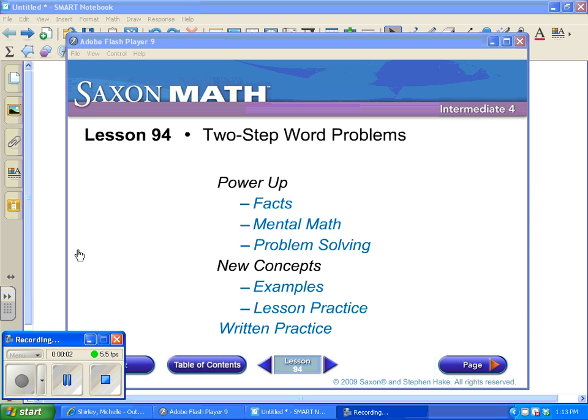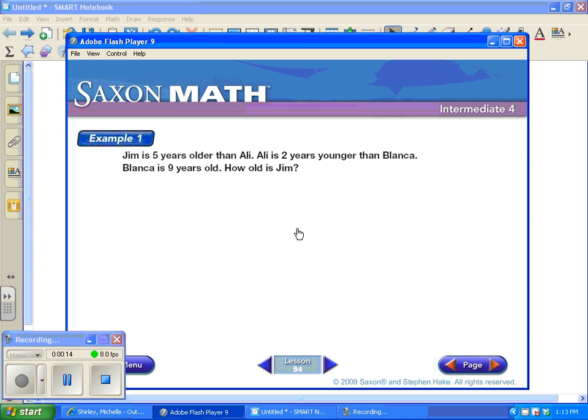Okay, Saxon 4 Math students, we are ready for lesson 94. We're going to be doing two-step word problems, so we're really going to have to do some thinking today. Let's start with the new concepts and the examples.